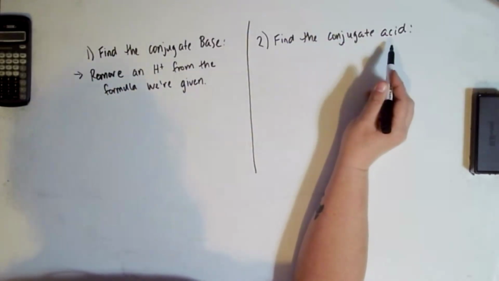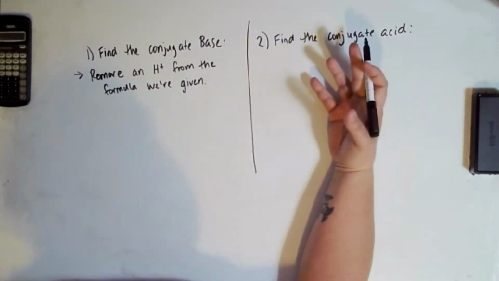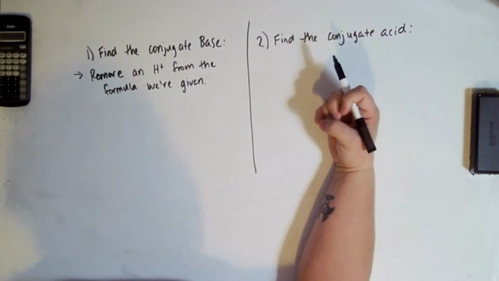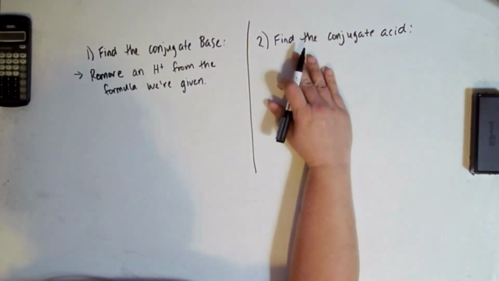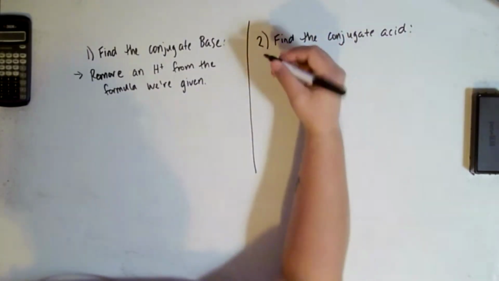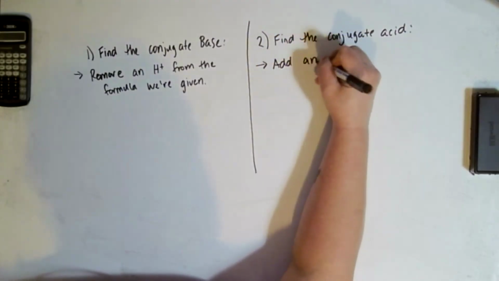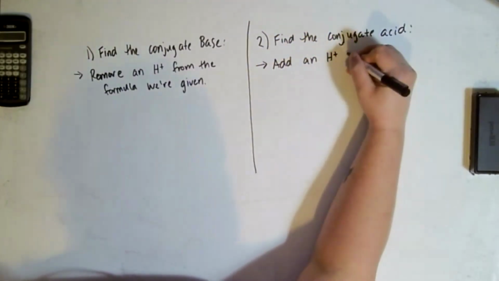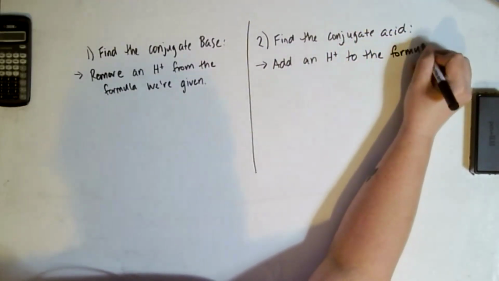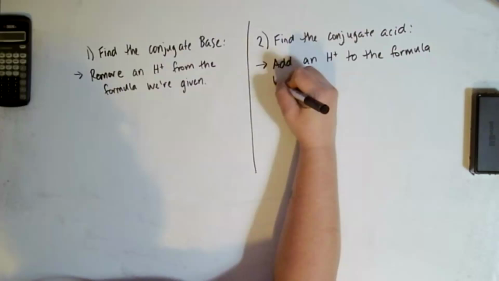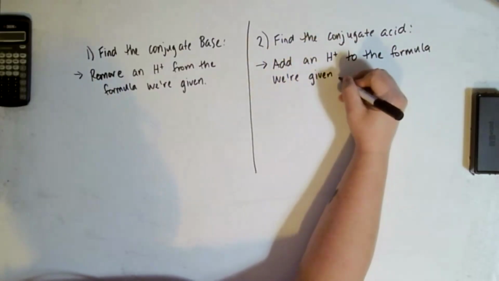If we're going to find the conjugate acid of a base, we know that bases are going to accept protons to become the conjugate acids. So if I want to find the conjugate acid for any formula that I'm given, I'm going to add an H plus to the formula that I'm given. And that will tell me what the conjugate acid formula is.